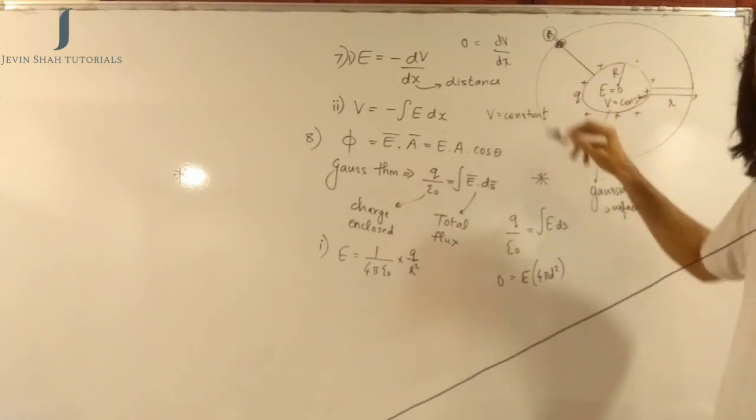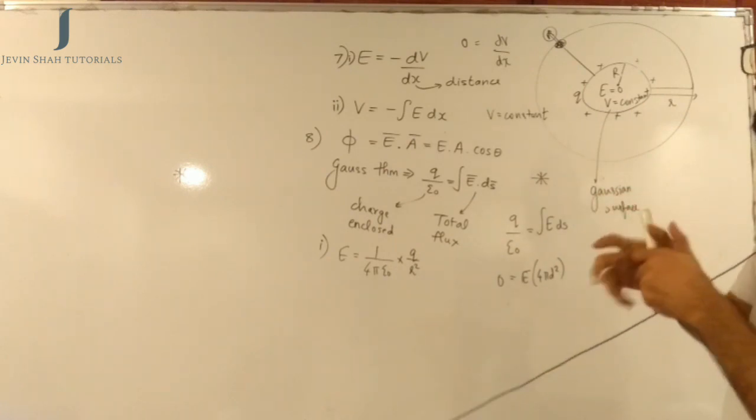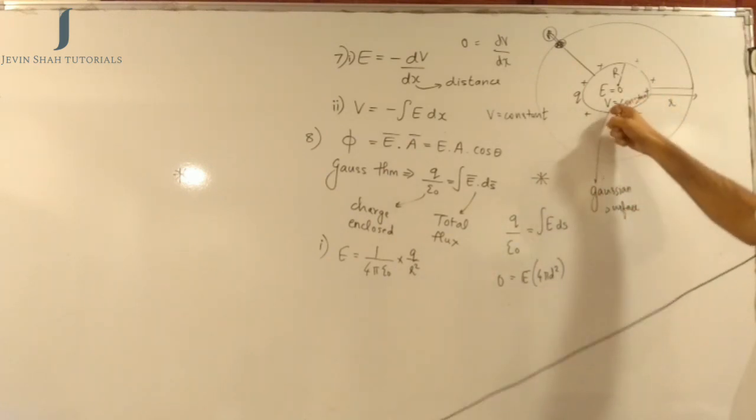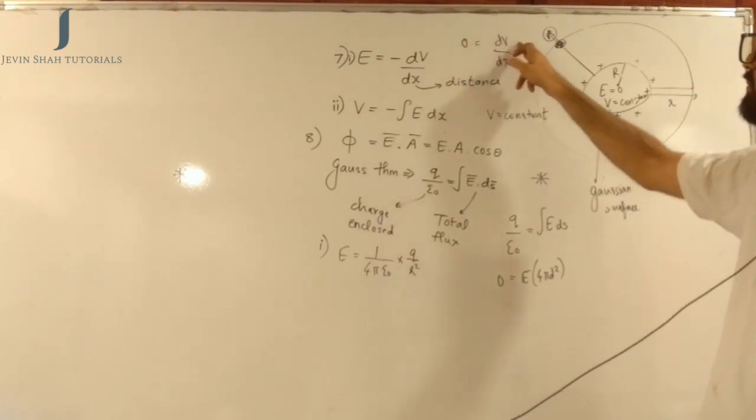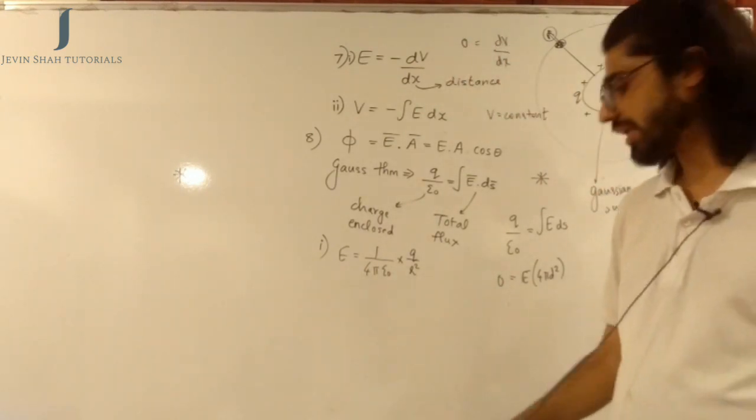So because E inside is 0, we say that V inside will be constant. This is all for a conducting sphere, okay? So for a conducting sphere, E inside the sphere will be 0 and V inside the sphere is going to be constant because of this result. Okay, let's go ahead with the next shape.